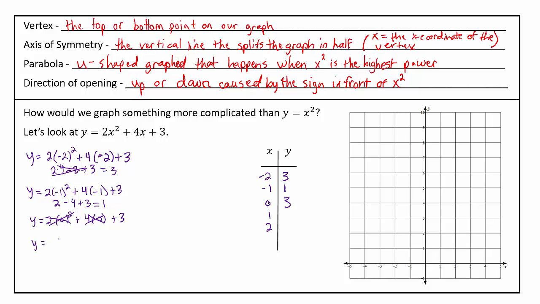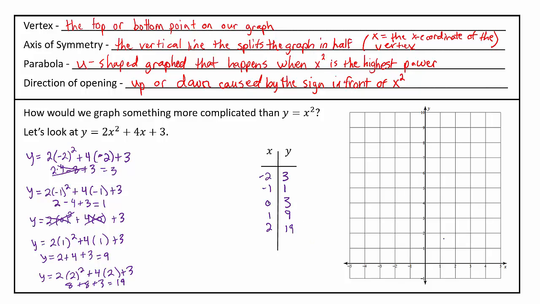Then we're going to plug in 1. And we get 1 times 2 is 2. 4 times 1 is 4. Plus 3. 6 plus 3 is 9. And then we plug in 2. We get 4 times 2 is 8, plus 8, plus 3, which is 19.